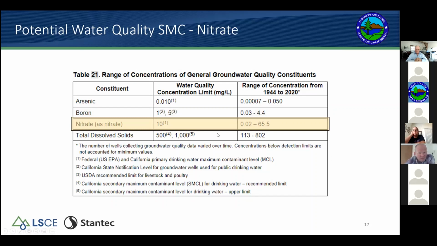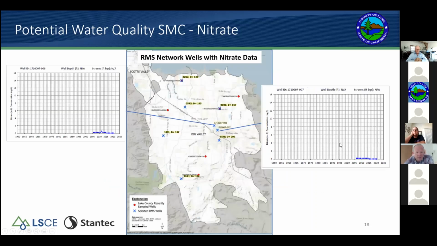Nitrates, we do see nitrates. The MCL set by the state for nitrate is 10. We've seen values that range from 0.02 up to about 65 or 70 milligrams per liter. What we do now is start looking at our RMS wells. Again, both of these current wells are the production wells at Kelseyville, and we're not seeing nitrate concentrations above the MCL.